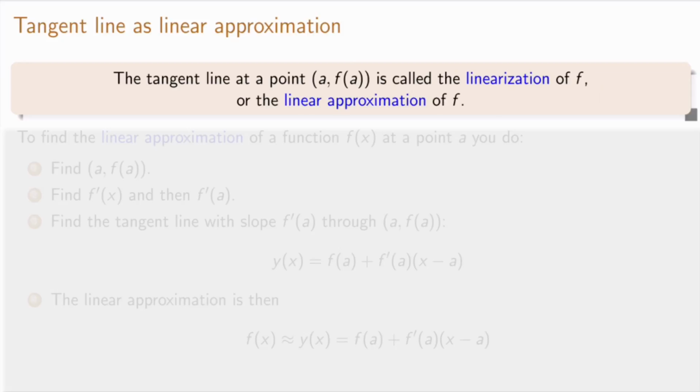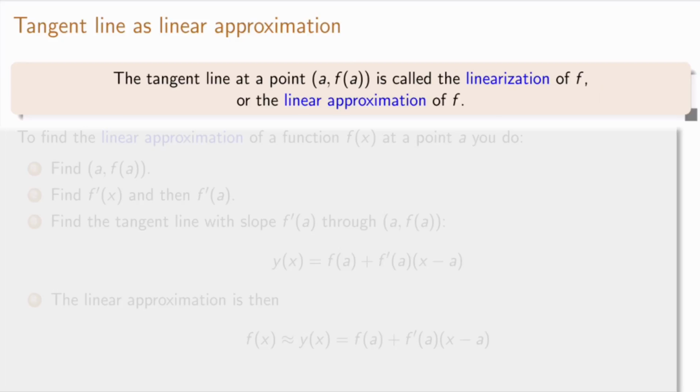So today we talk about linear approximations, and this is actually rather easy since we talked about tangent lines before. In particular, the tangent line at a point a, f of a, is also called the linearization of f or the linear approximation of f. The idea is you have a function which might be complicated to evaluate, but maybe it is easy to find the linearization. And then you can use the linearization to estimate values for the original function f.